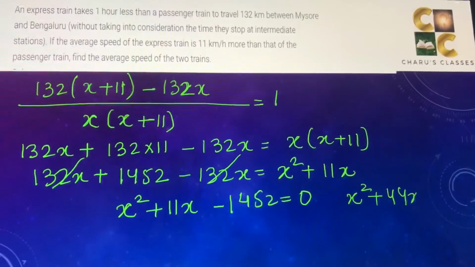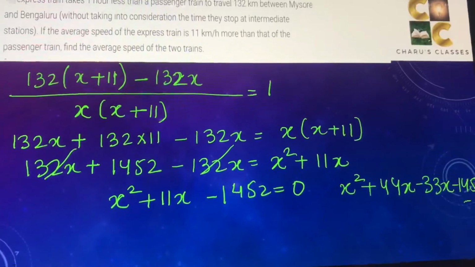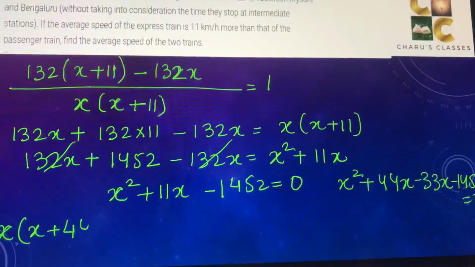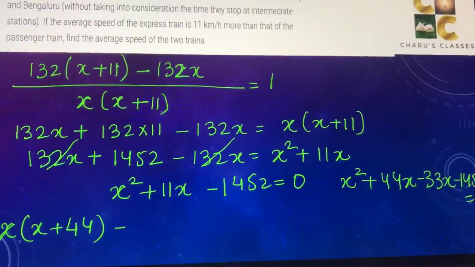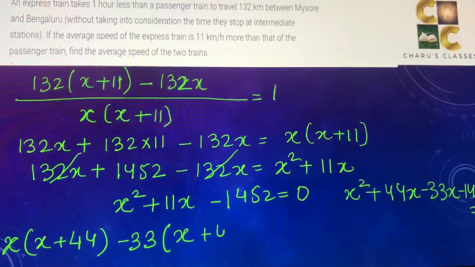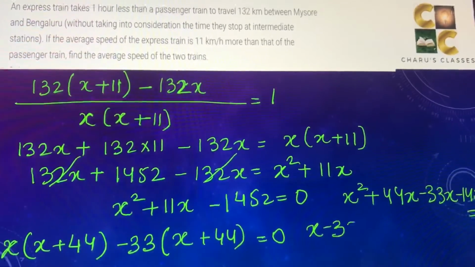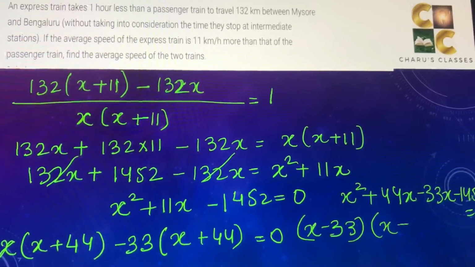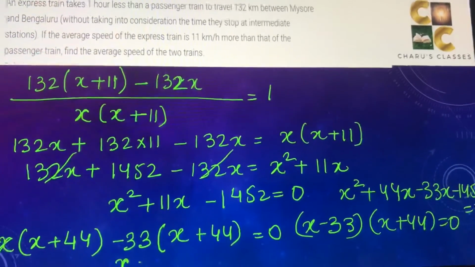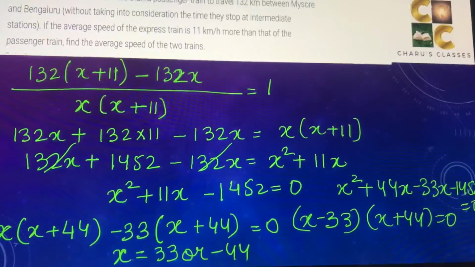x square plus 44x minus 33x minus 1452 is equal to 0. Taking x common from the first two terms, x plus 44 will be left in the brackets, and taking minus 33 common, x plus 44 will be left in the brackets. So we have x minus 33 multiplied by x plus 44 is equal to 0. The value of x is either 33 or minus 44.